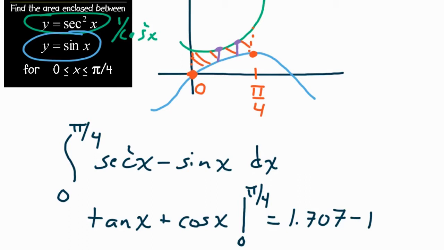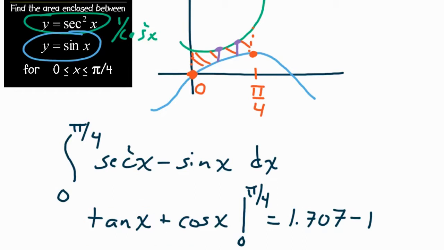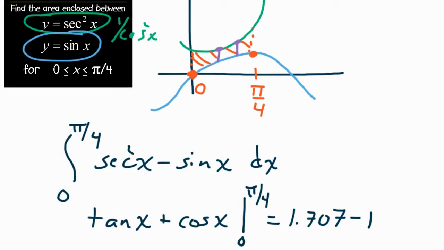Now I have to subtract these numbers. Make sure you understand that the number I just wrote down, 1.707, that's the value of tangent and cosine when I plug in pi over 4. And make sure you understand that the number 1 that I wrote down, that's the value of tangent and cosine when I plug in 0. So I'm doing the subtraction, and I'm coming up with my final answer here. Okay, now that would be the area between, that would be that red region that we were seeking.